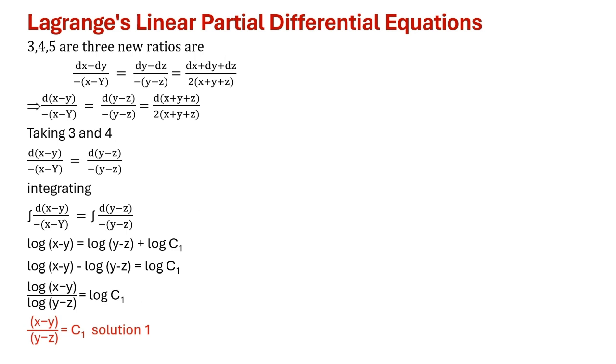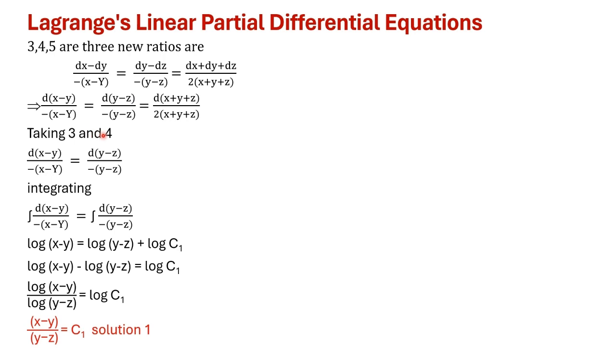Now the third, fourth and fifth fractions are newly formed ratios. Here we take d out, so we get d of x minus y by minus of x minus y is equal to, here again taking d out, we get this, and here again we are taking d out, so we get this. Now these are the three newly formed fractions. Now taking fraction 3 and fraction 4, this is fraction 3 and this is fraction 4.